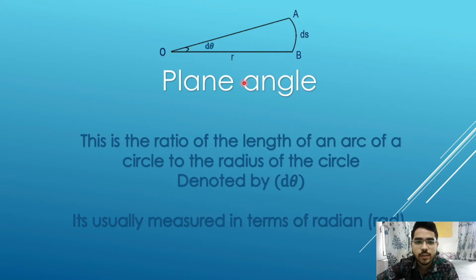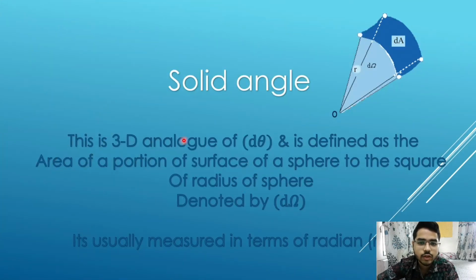The radius is same. The angle between this 3D curve is d theta, and plane angle is given by the ratio of length of an arc of a circle to the radius of the circle, that is ds by r, and it is usually measured in terms of radian, that is rad. And now turning to the next slide, solid angle.